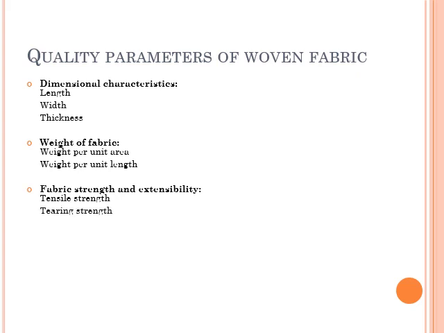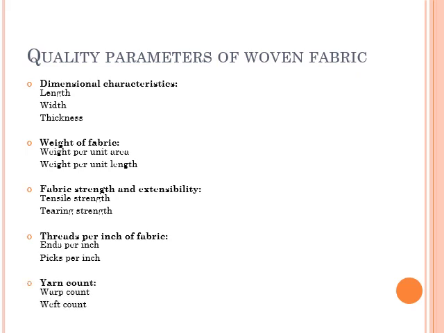Then tearing strength: how much is required after the processing. So before that, the tearing strength should be somewhat more in the gray fabric. Then ends per inch, then picks per inch. For a certain quality of fabric, the complete batch should always be the same. Then warp count and weft count are also important, because variation in these counts also varies the quality of the fabric.